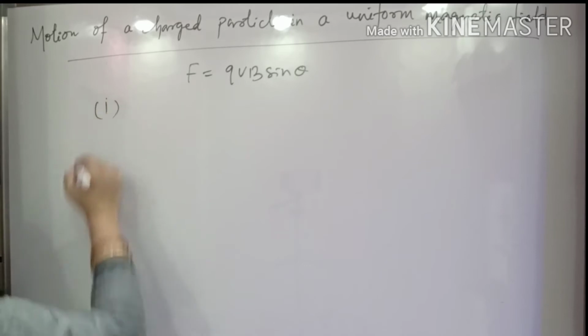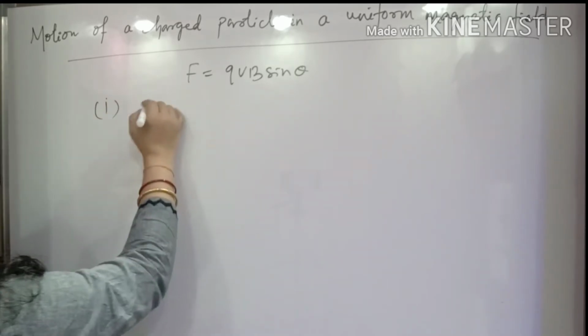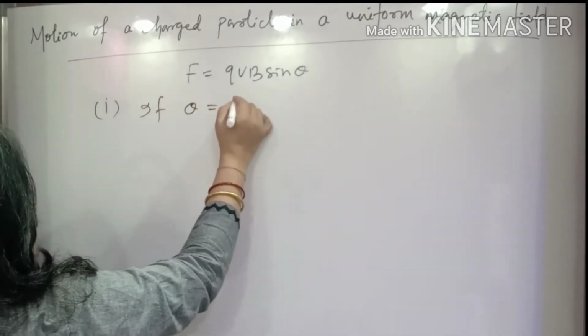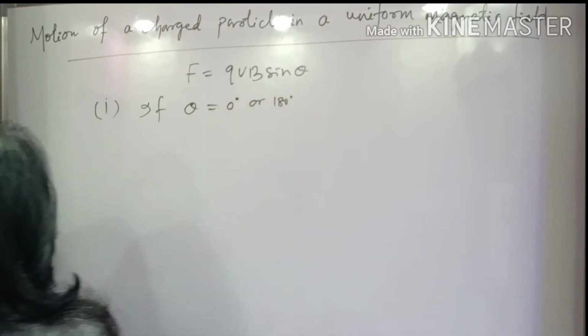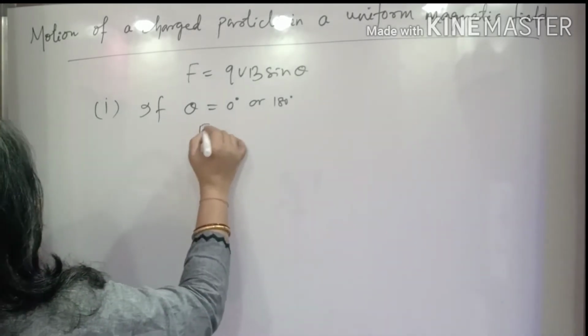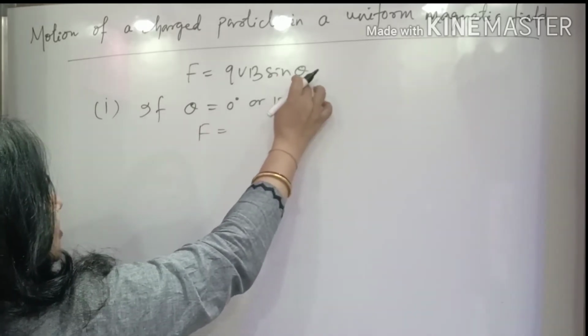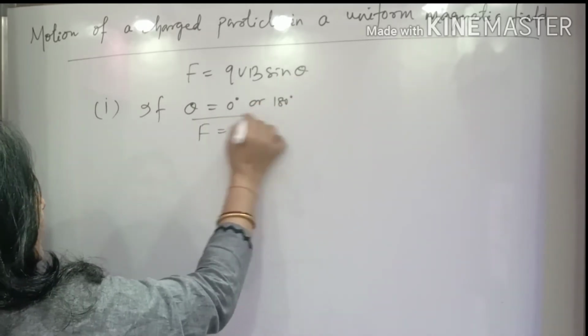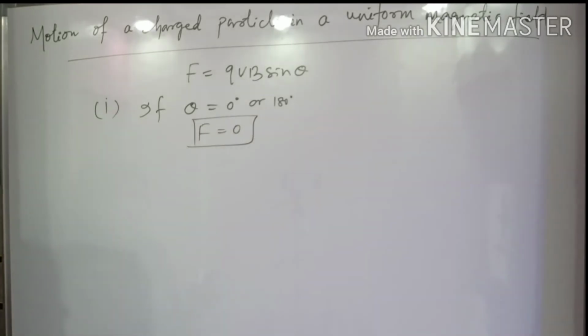Under this head we have also discussed two cases. If theta equals 0 degree or 180 degree, that means the charged particle is moving either parallel or anti-parallel to the field, the force will be equal to what? Because sine 0 is 0 and sine 180 is 0, the force experienced is 0. So the charged particle is not going to be deflected in the uniform magnetic field while it is moving either parallel or anti-parallel to the field. This was the first case.